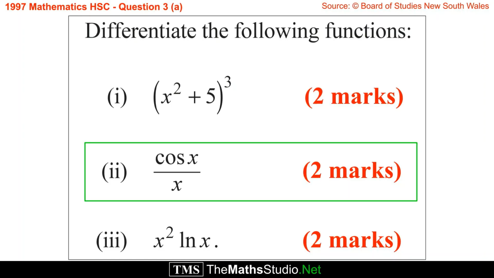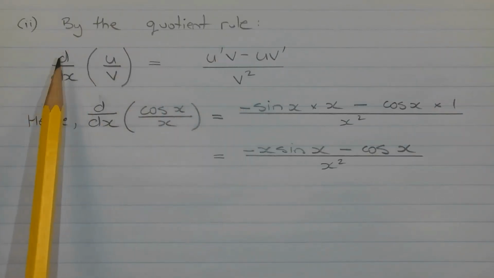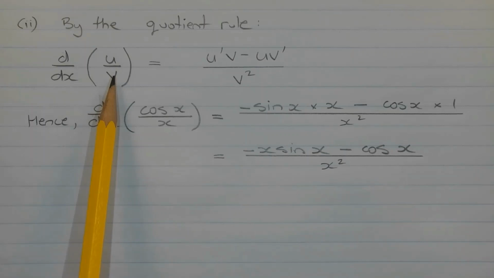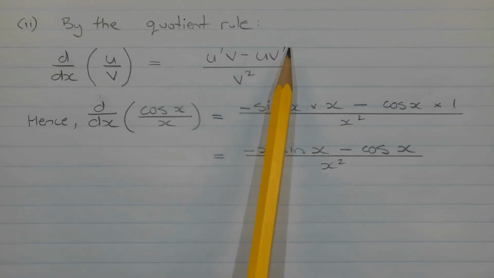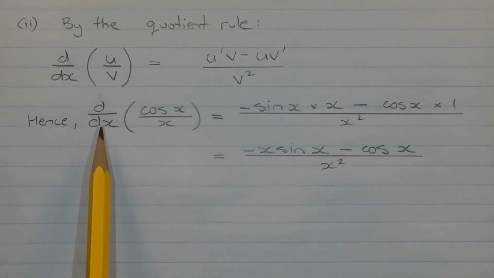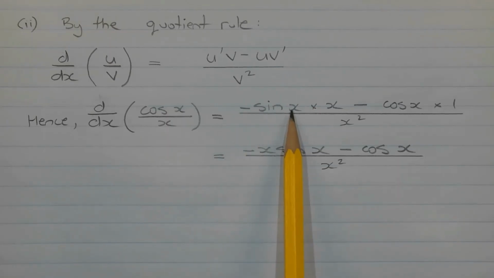Part 2. Cos x over x. By the quotient rule, the derivative with respect to x of u over v, where u and v are both functions of x, is equal to u dash v minus uv dash over v squared. Hence, the derivative with respect to x of cos x over x, where u is equal to cos x and v is equal to x, is equal to negative sine x times x.